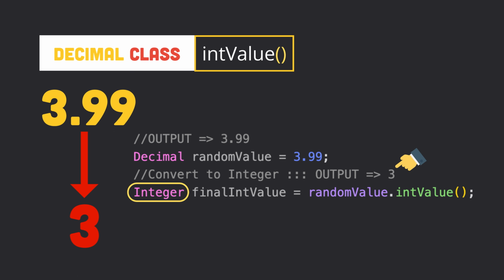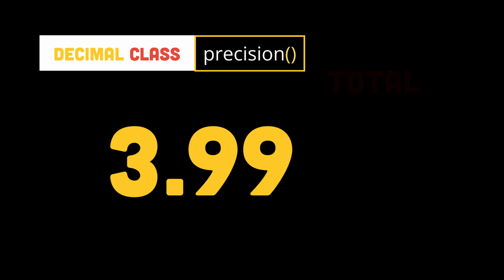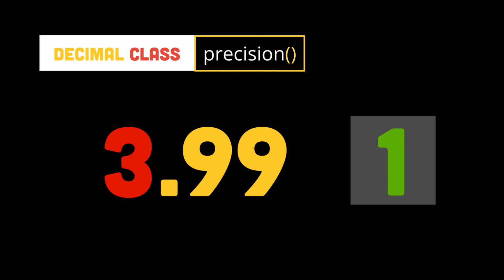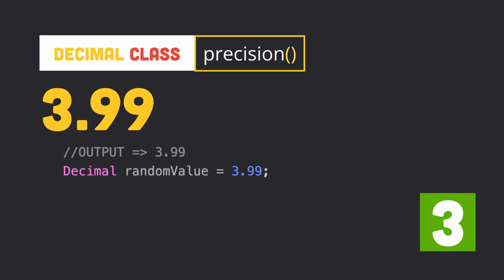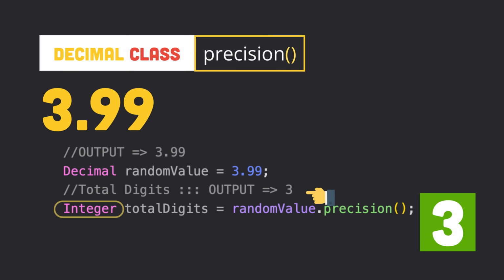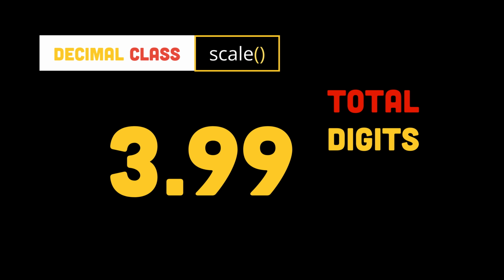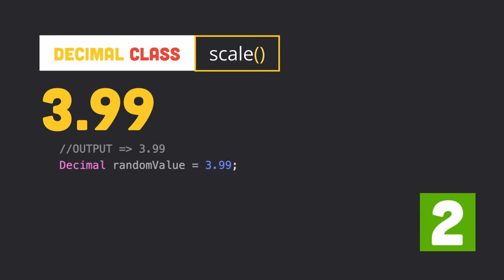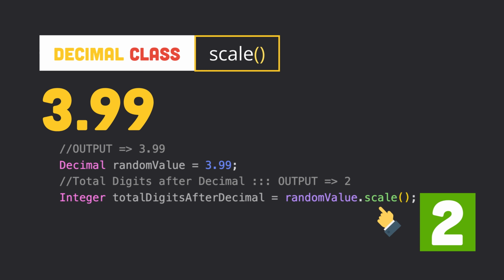Precision can be used to get the count of total digits before and after the decimal point. Let's use the same random value variable and use the precision method on it. We get the counter of 3. Scale, on the other hand, gets the count of total digits after the decimal point. Reusing the same variable, we apply the scale method to it and get the counter result as 2.